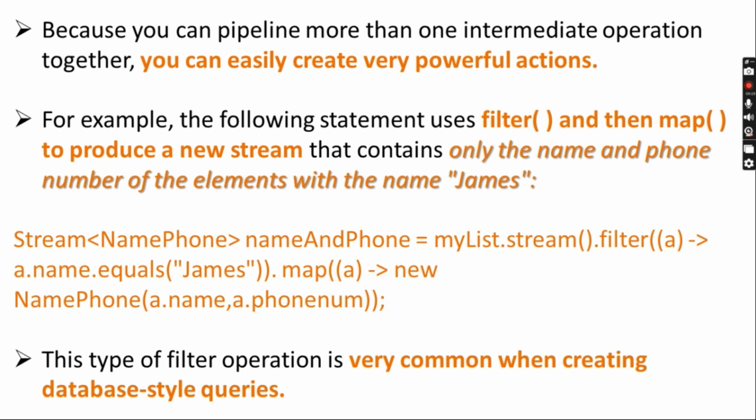The following statement uses filter and then map. First filter and then map, and then produce a new string that contains only the name and phone number of elements with the name J. So filter is applied where name equals J, map to only name and phone number. And this type of operation is very common when creating database style queries.